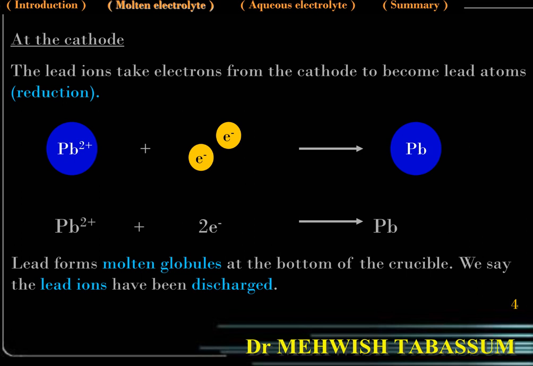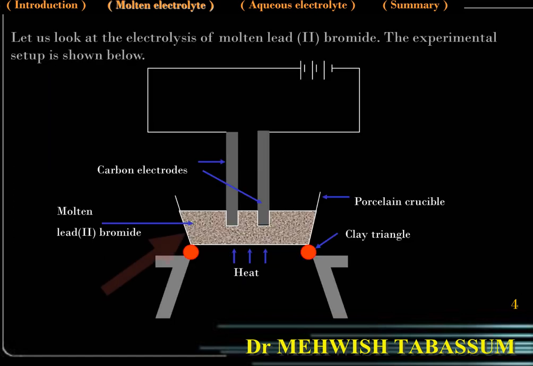So lead will gain 2 electrons because its charge is +2. So that's why reduction takes place at the cathode and lead will reduce itself by gaining 2 electrons. After the gain of electrons, it will deposit at the bottom of the crucible in the form of molten globules or molten solid deposits at the bottom.